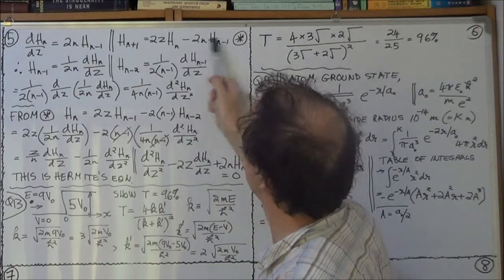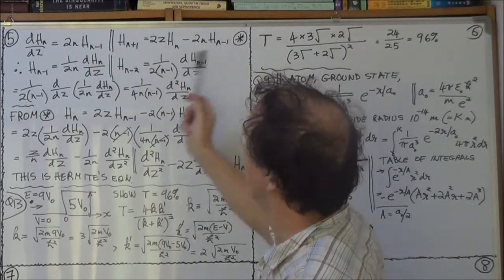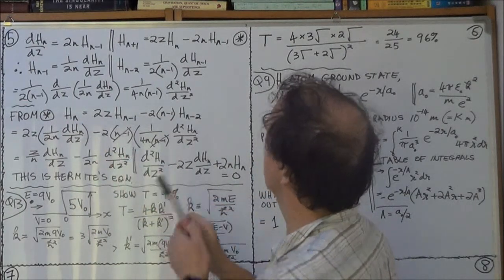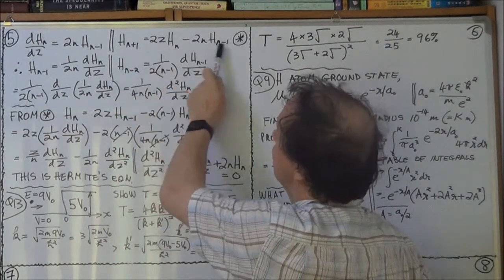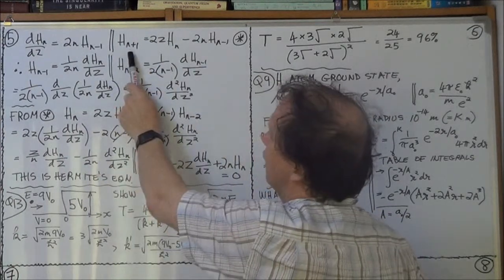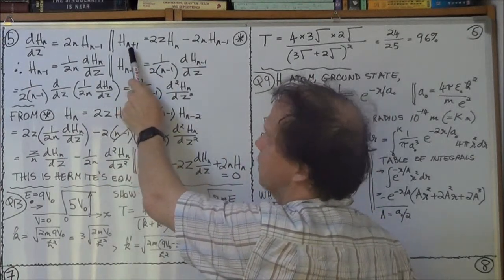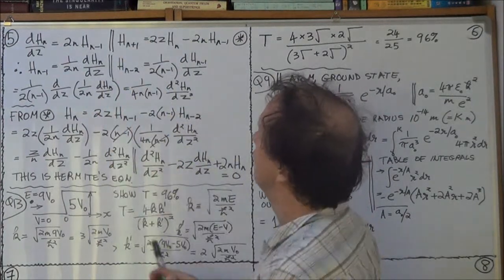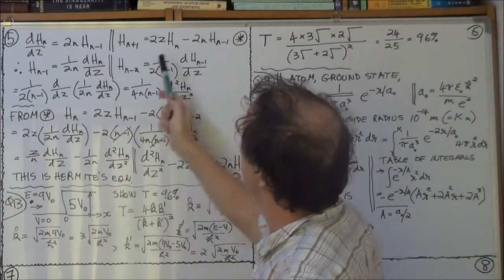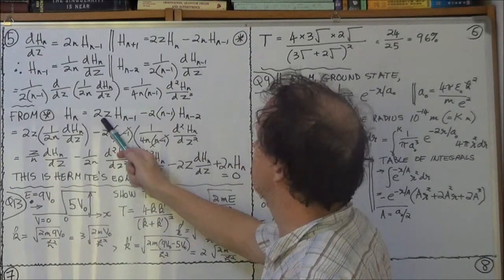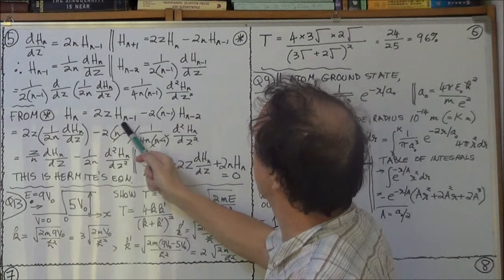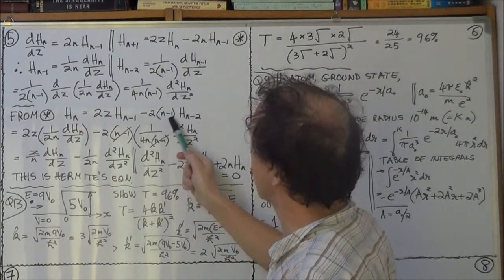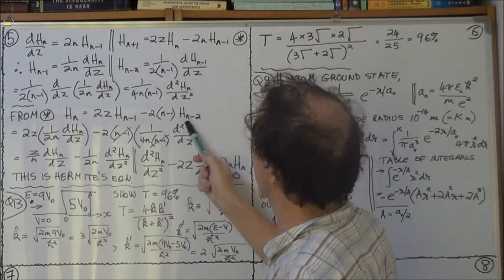Alright, now from this here, this is also for general n, so we can rewrite this slightly differently. Instead of n+1, we can just have an n, H_n. So we'll take this n and take it down 1. So we'll have H_n equals 2z H_{n-1} minus 2(n-1) H_{n-2}, where the n has gone down by 1. Alright?